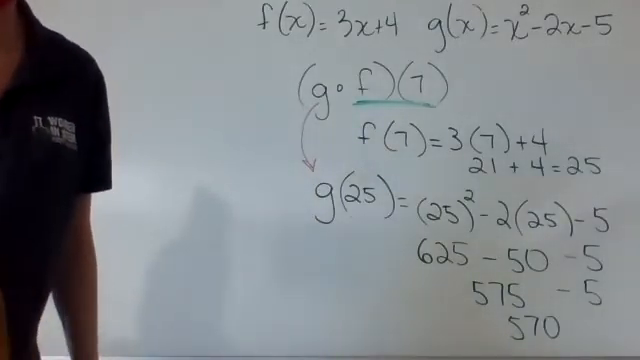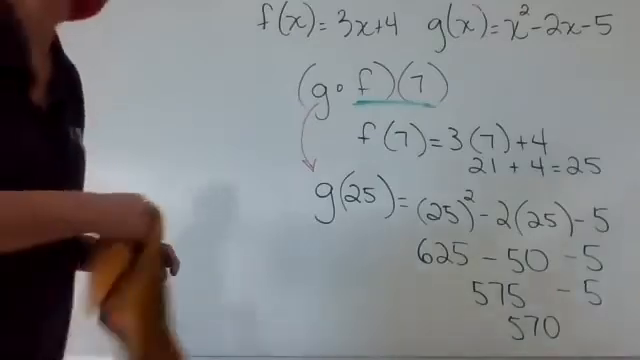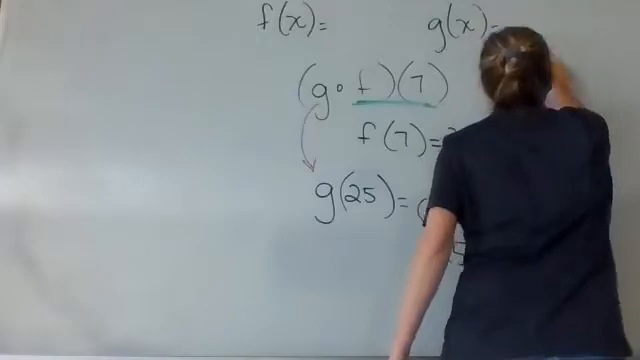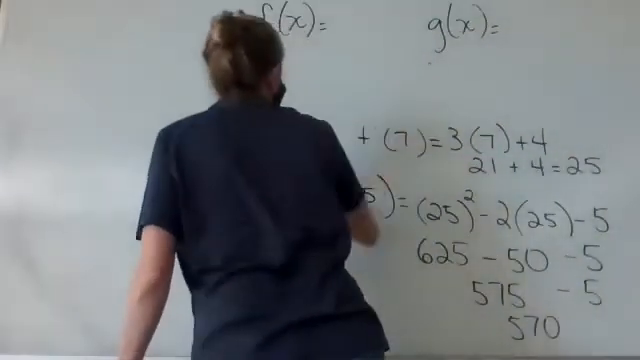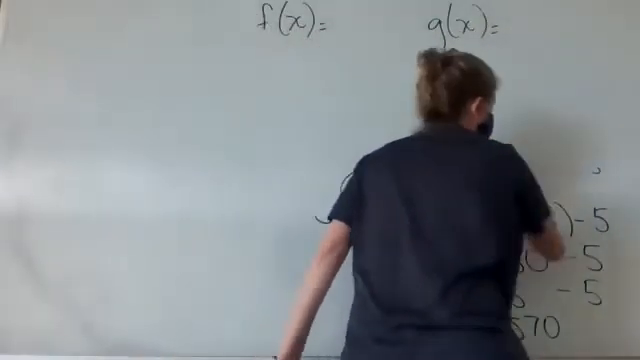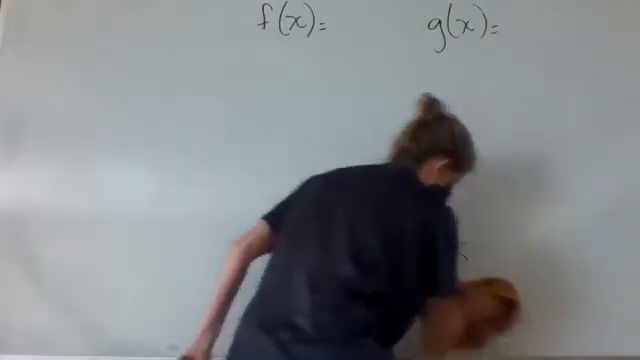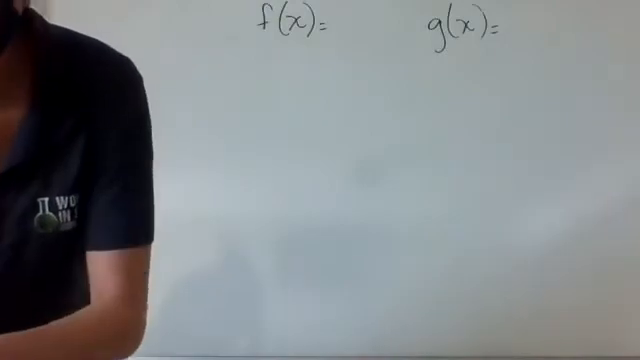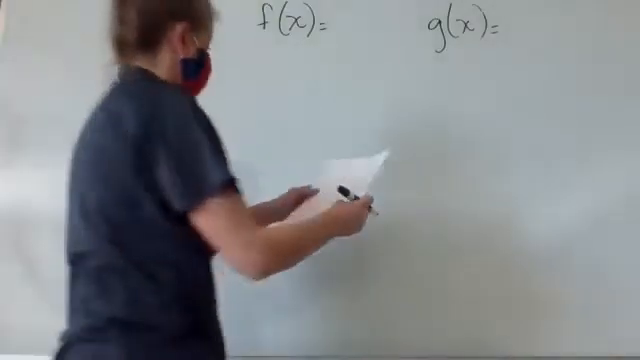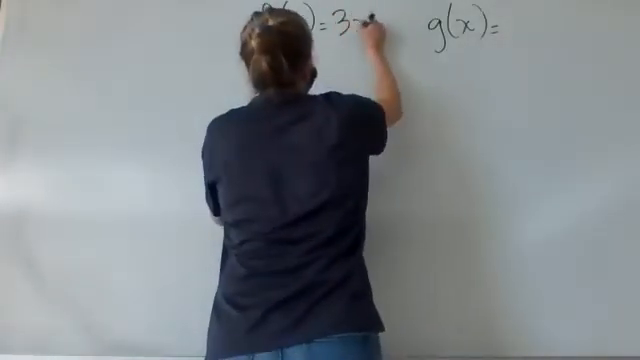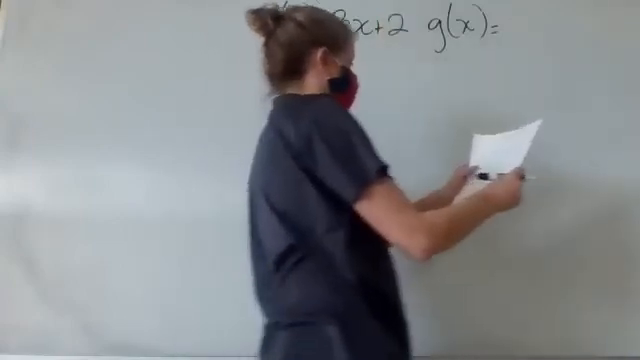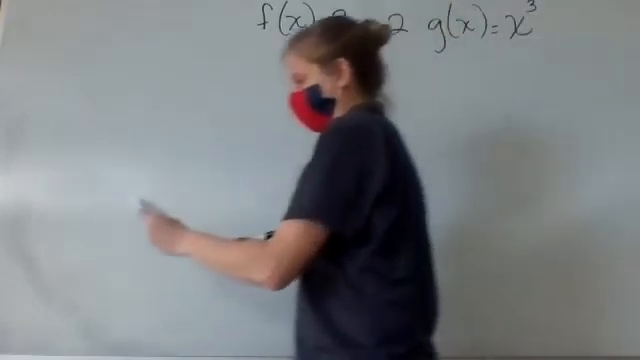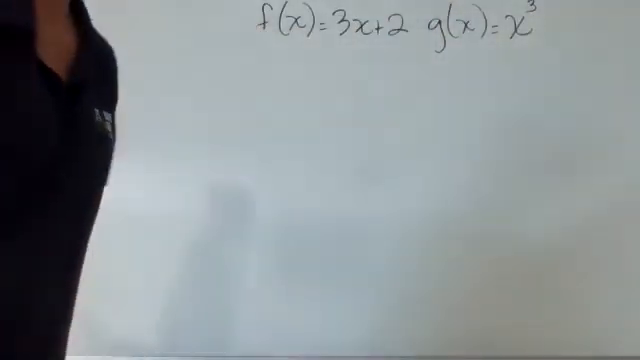All right, number 3, same exact kind of problem. And then it starts to get interesting. f of x is 3x plus 2. g of x is x to the third. And I'm finding f of g of negative 4.